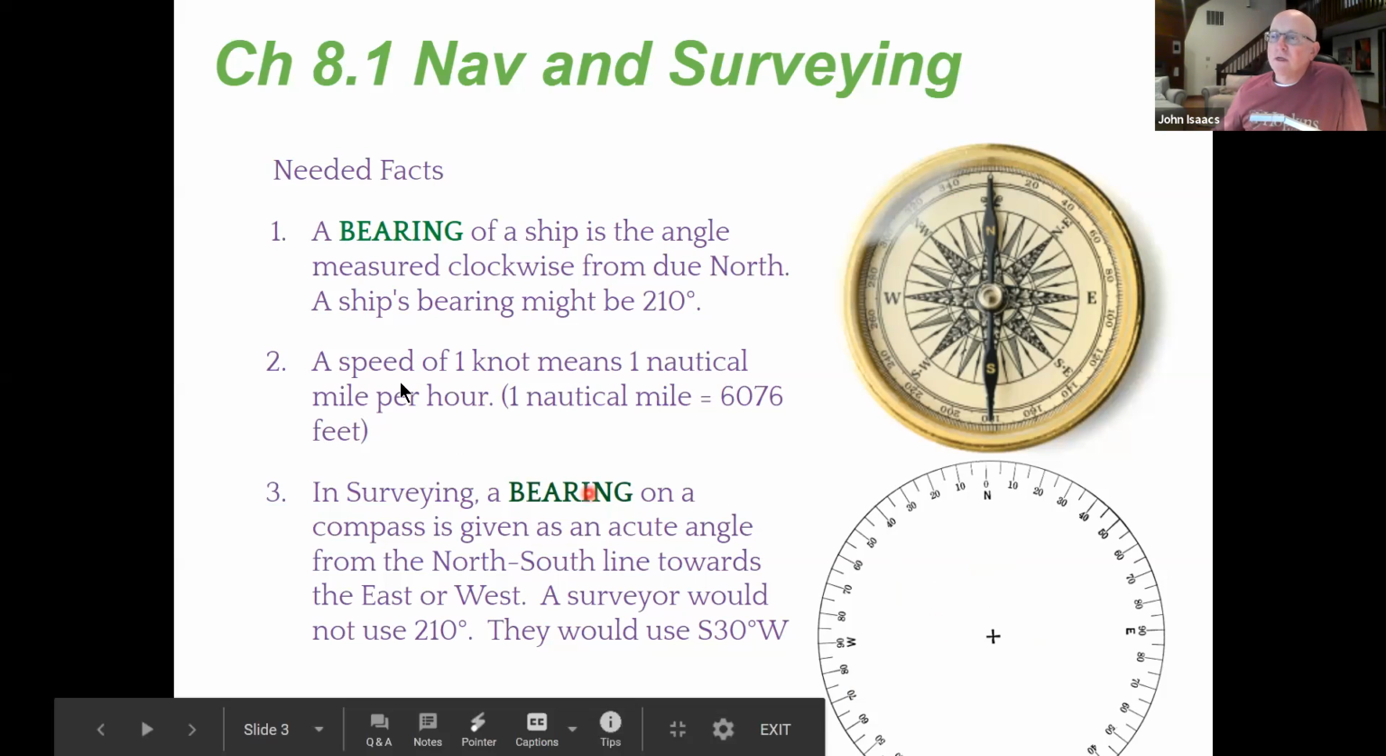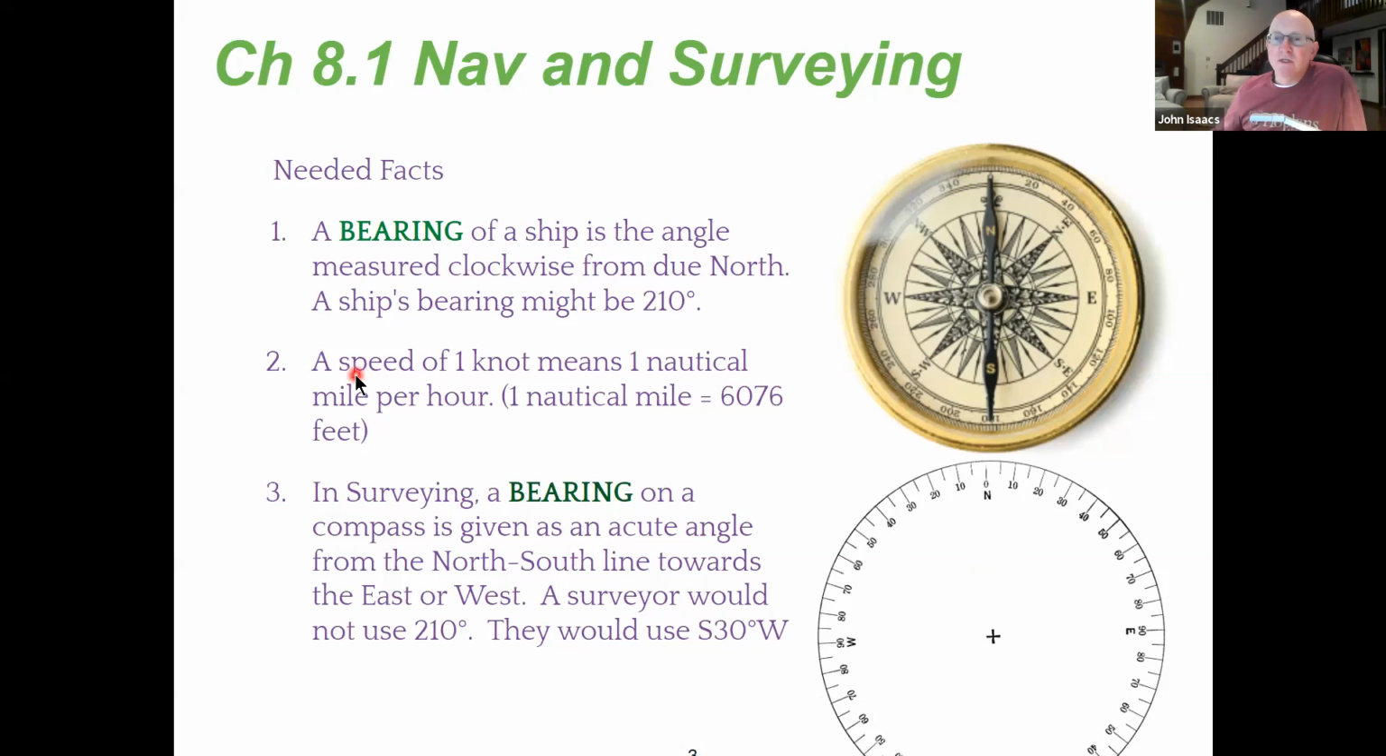One thing to note, and I always forget to mention it in class: for speed, when you're in a boat or in an airplane, 1 knot is a nautical mile per hour. A nautical mile is a little longer than a mile, but when you're doing your calculations, think of it as a speed in miles per hour.